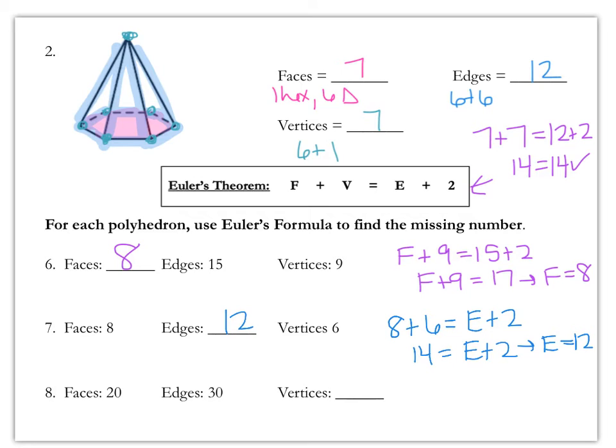And then the last one, faces, plus we don't know vertices this time. V equals edges plus 2. That's 20 plus v equals 32. And then if I subtract, that's going to tell me v equals 12. Okay, so those ones should be relatively easy. You're just practicing using that formula.